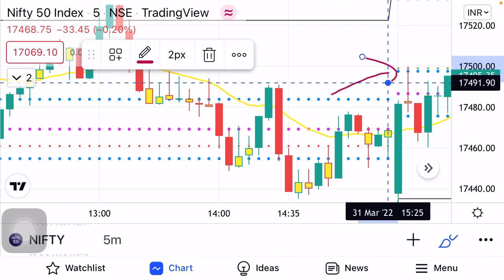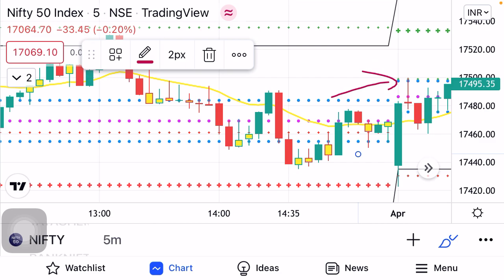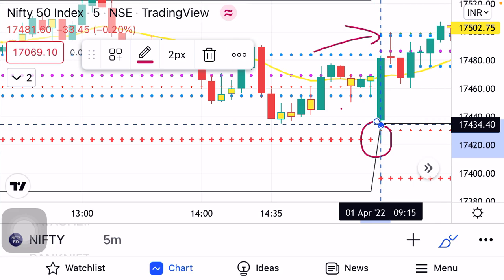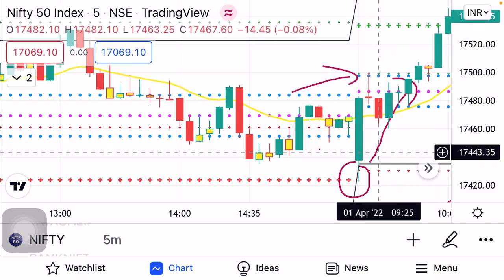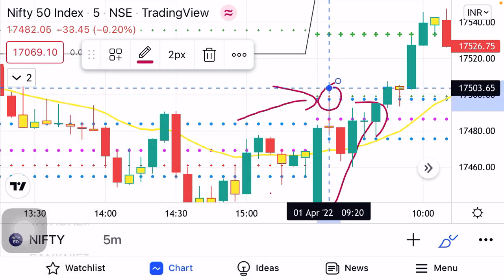Here the CPR is in uptrend. When the CPR is in uptrend, we'll look for an L3 to H3 movement, that is from L3, from down to up, call position, and H4 breakout. See, the first 5 minutes candle is a gap down and it took its support at L3. So this will go from L3 to H3. In the first 5 minutes candle itself, it reached H3, so it's not possible for us to get the target.